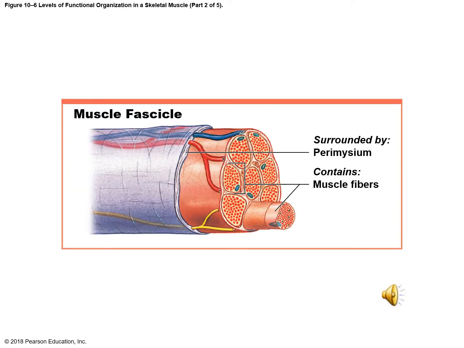Here's the muscle fascicle surrounded by the perimysium. You can see the branching blood vessels and nerves that came from the larger artery and nerve to feed the fascicle itself. And the individual muscle fibers are in here, surrounded by the endomysium.